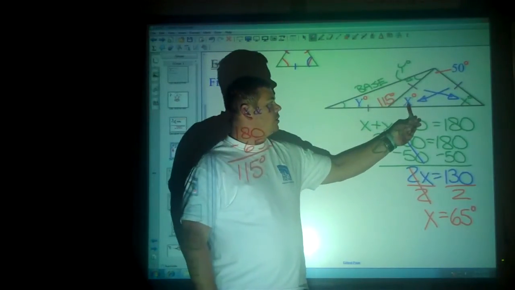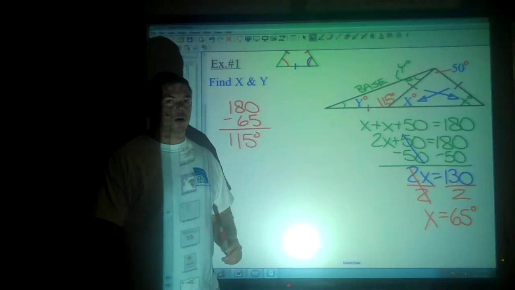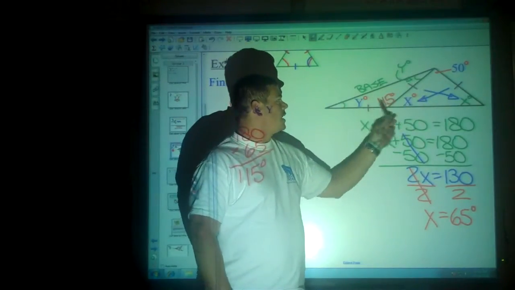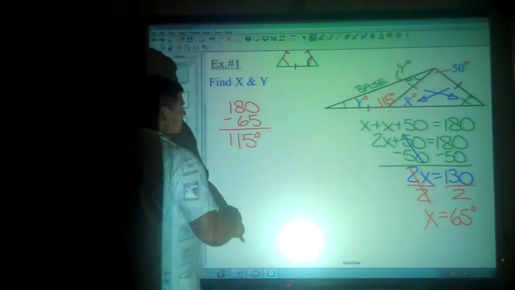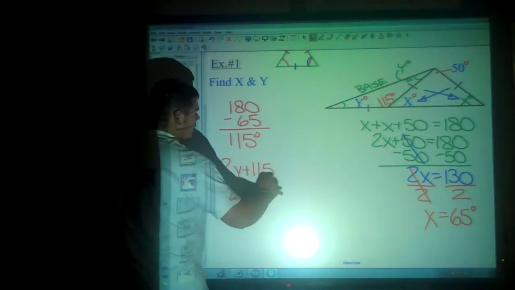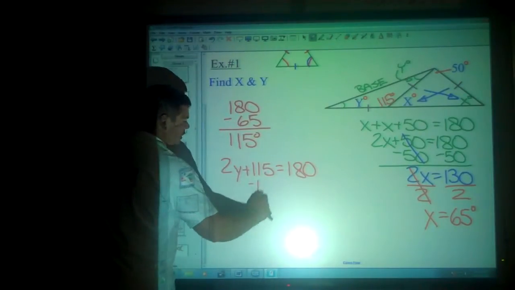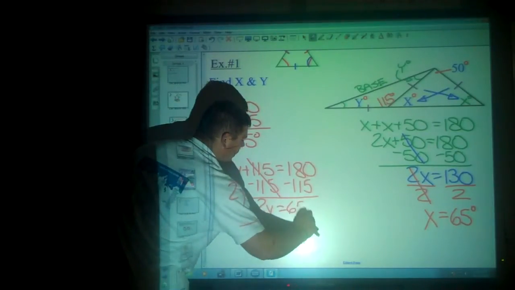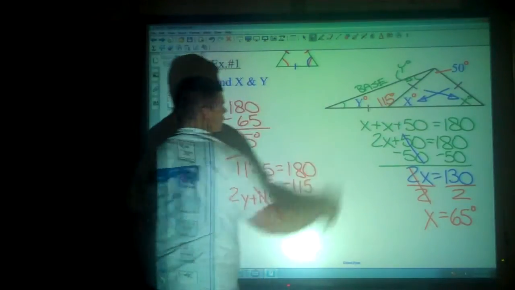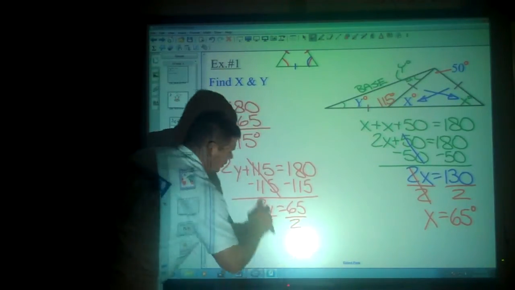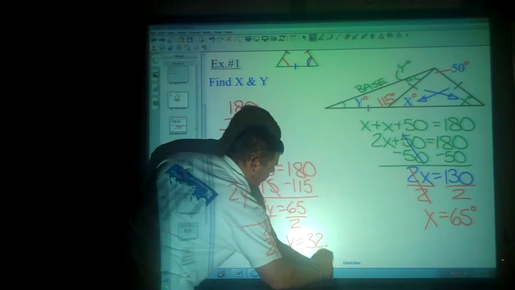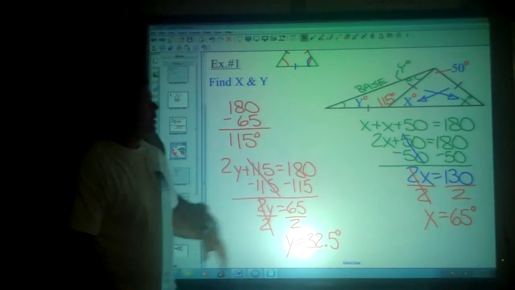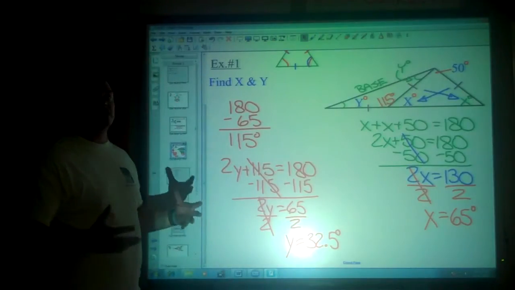Remember, the exterior angle is equal to the two non-adjacent interior angles. That was something we learned a few lessons back. The exterior angle of this triangle is always equal to the two non-adjacent interior angles. In other words, you could say 2y plus 115 is equal to 180, but what's going to happen is you're going to subtract that 115. You're going to create a situation where 2y equals 65. Remember, this angle is equal to the two non-adjacent interior angles. Divide by 2, and y equals 32.5 degrees.